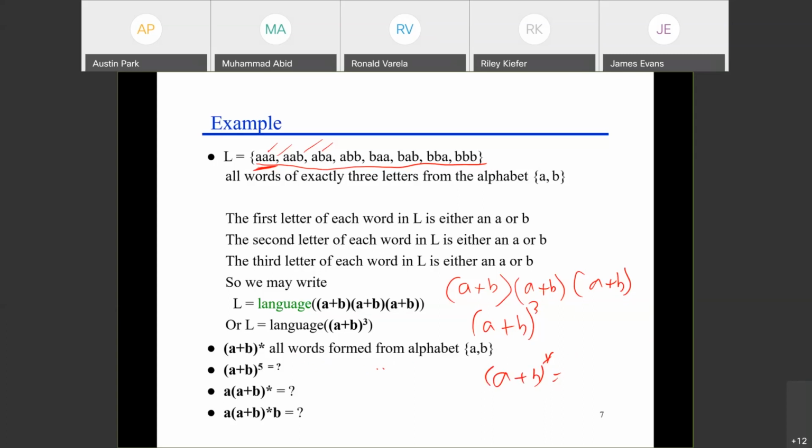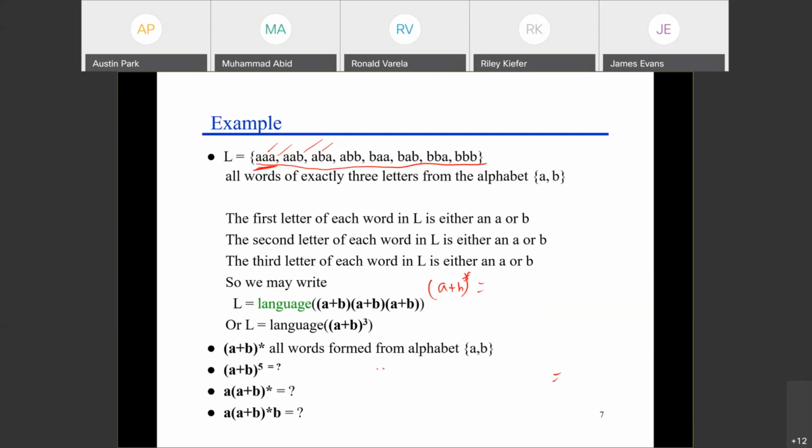Now let me write this in this format. When I write A plus B whole star, all words formed from the alphabet A comma B. A plus B whole star does not give you a guarantee of 3 letters, because if you put 3, it makes sure that it is a three letter word. If it is 5, you will never have one A there or 2 A's there. You must have a 5 letter word there. 3 means a 3 letter word must be there. But when you have star, it gives you flexibility.